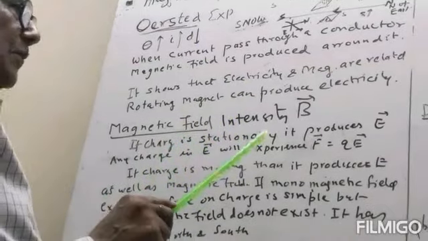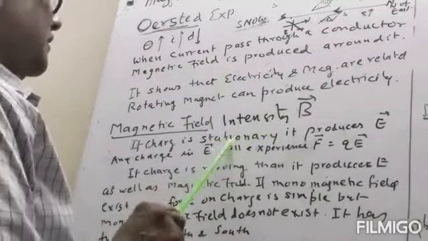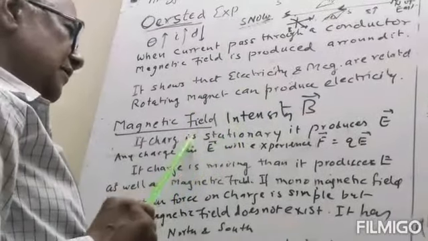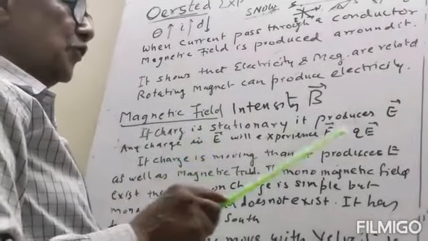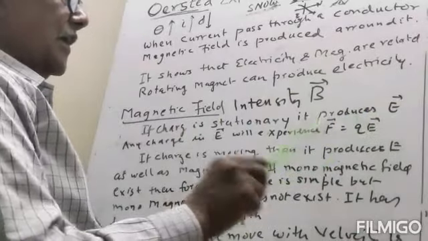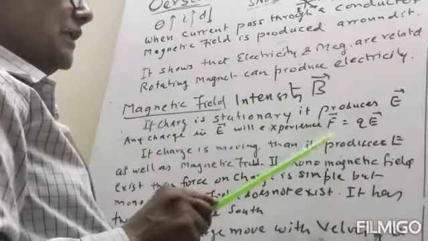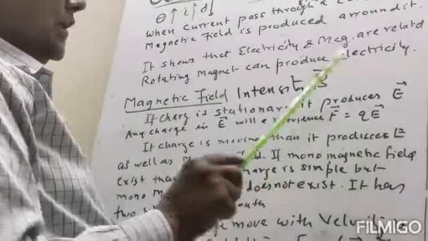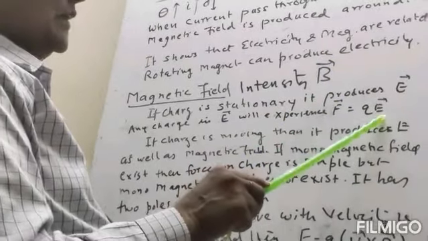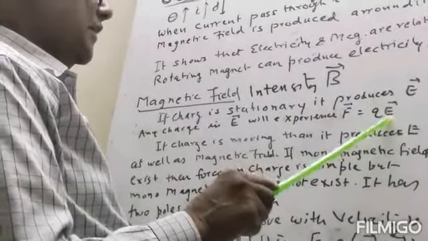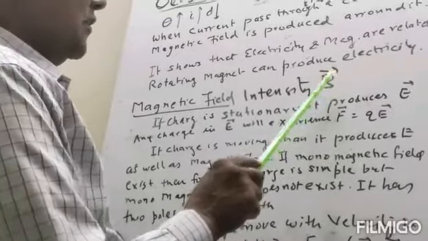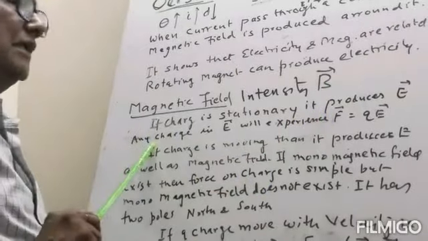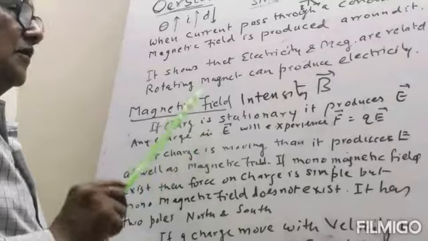And if we put a monopolar charge Q in an electrical field, then the force on the charge will be equal to Q into E. The direction of force will be in the direction of E. But in the case of magnetism, the magnet is not monopolar.